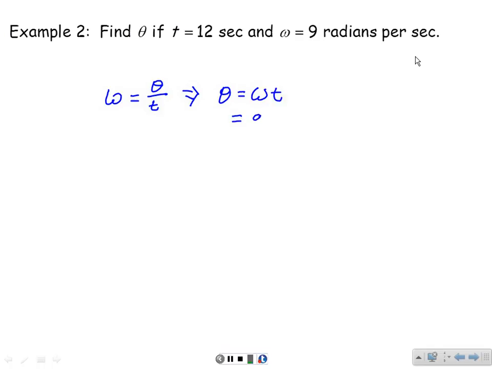So let's plug this in. Omega is going to be 9 radians per second. And we're going to multiply that times time, which is going to be 12 seconds. Okay, so let's look at this. Our seconds are going to cancel out, which is good because our theta needs to be in radians. And so all we have to do is multiply 9 times 12, and we're going to get 108 radians, which is good because theta needs to be in radians.